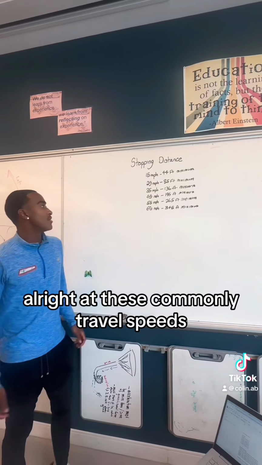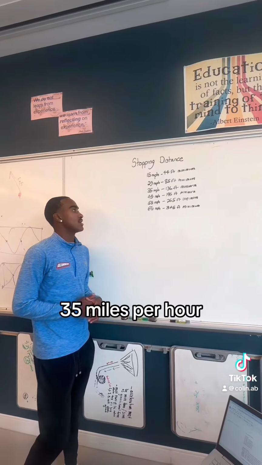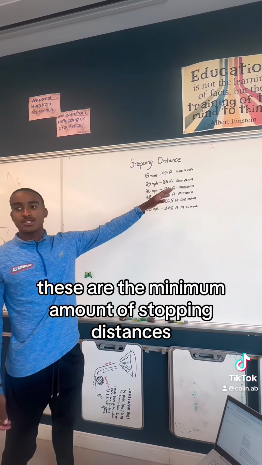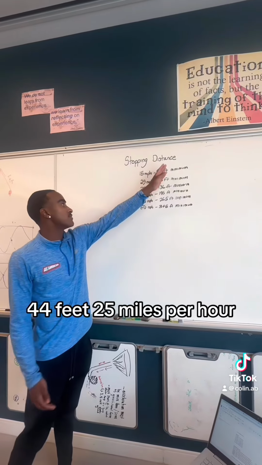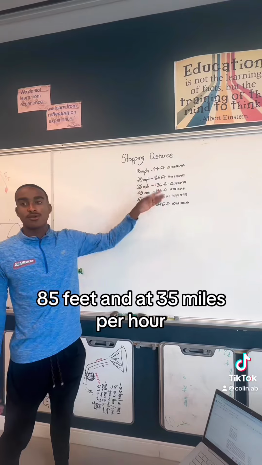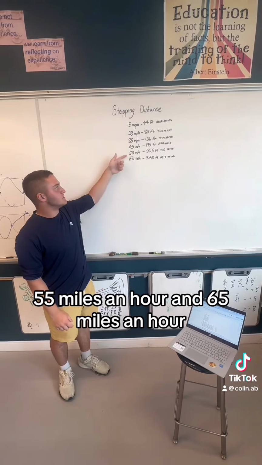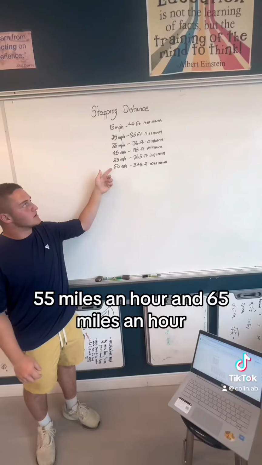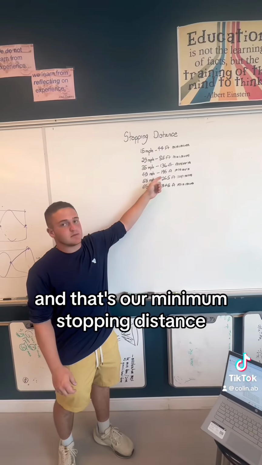All right, at these commonly traveled speeds, 15 miles per hour, 25 miles per hour, 35 miles per hour, these are the minimum amount of stopping distances you want to leave in between your car and the car in front of you. At 15 miles per hour, 44 feet, 25 miles per hour, 85 feet, and at 35 miles per hour, 136 feet. And for the faster speeds, like 45 miles an hour, 55 miles an hour, and 65 miles an hour, we've got 196 feet, and that's our minimum stopping distance.